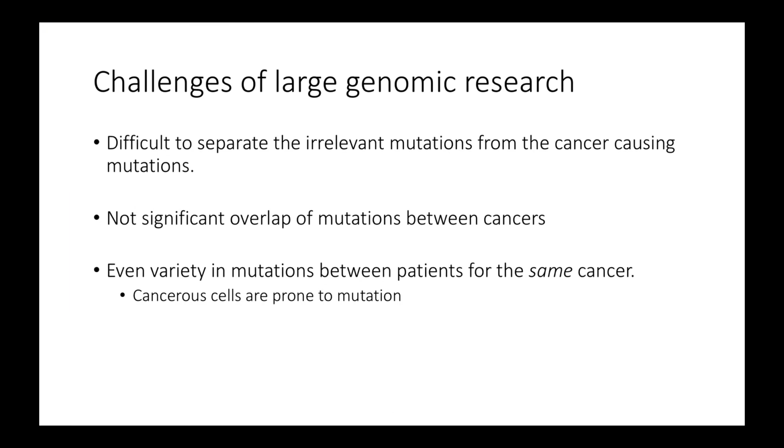It should be noted that even this large-scale research has its challenges. Because of the volume of information that the atlas will be processing, it will be difficult to separate irrelevant mutations from the malignant ones. Additionally, there may not even be significant overlap of mutations between cancers, and there might even be variety in mutations between patients for the same cancer. Once cells become cancerous, they can mutate at an even greater rate as their self-control and repair mechanisms fail, which will make it difficult to pin down which mutations are important.